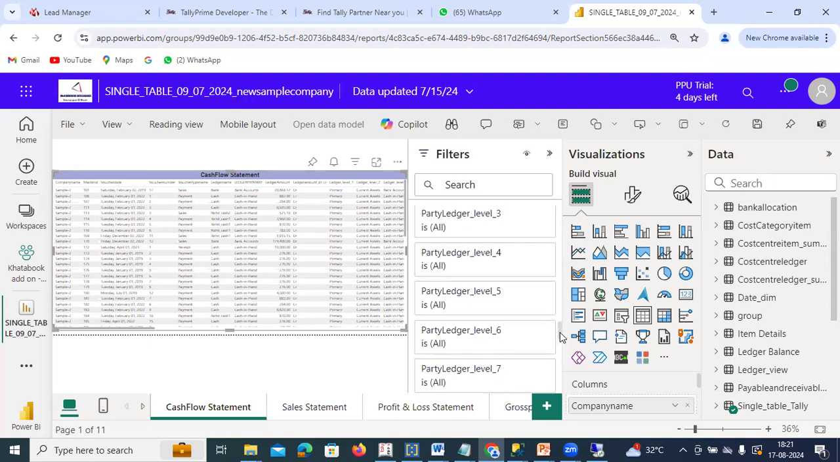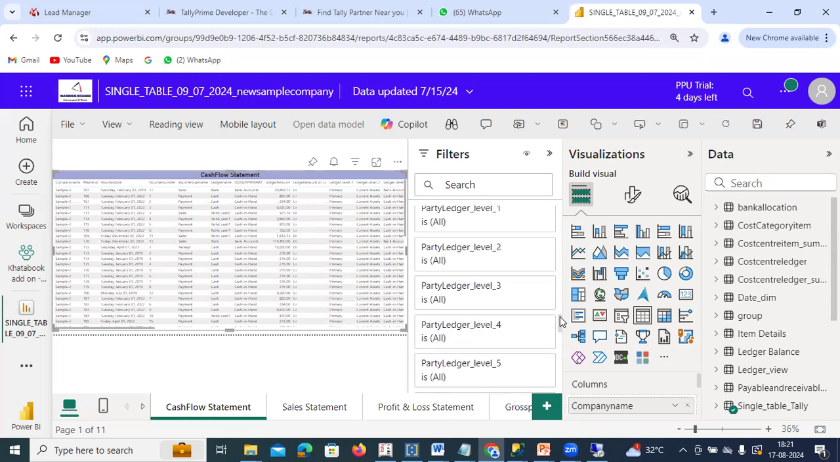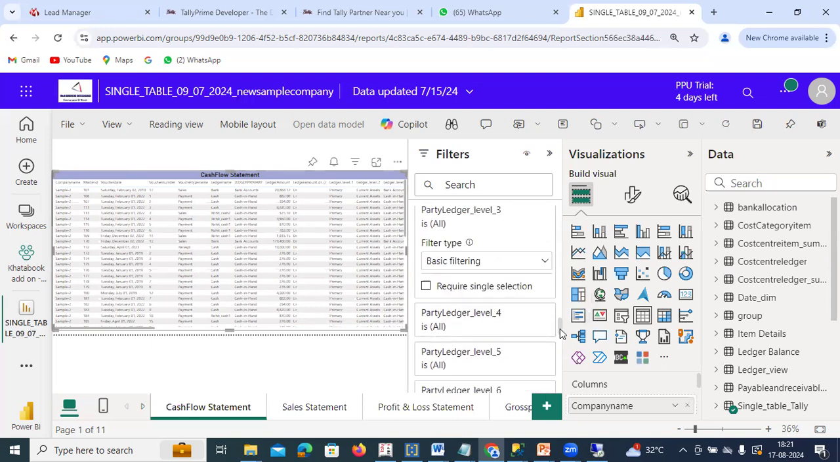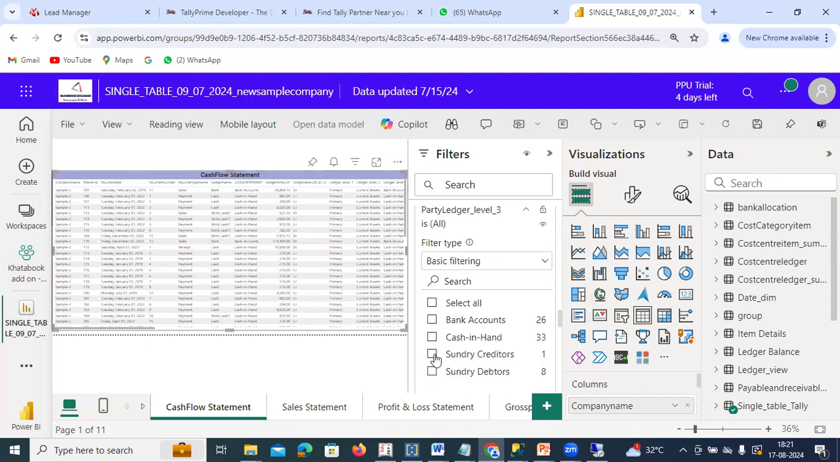Party ledger name, I go down here and at party ledger level, that is your level 3. So go down to level 3, right? Because I've separated the sundry debtors and sundry creditors. Pick up the sundry creditors and sundry debtors.